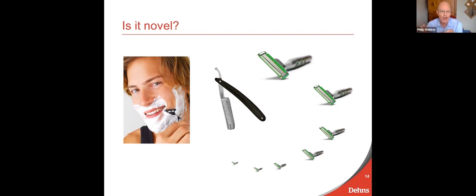be novel over what's been done before, because 2 blades is novel over 1 blade. 3 blades is novel over 2 blades. 7 blades with a nose hair trimmer is novel over 7 blades. And so novelty is a black and white issue. Okay, so that's the first criteria that your invention has to satisfy.